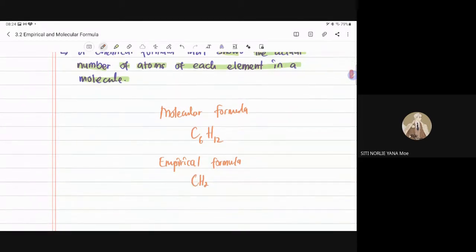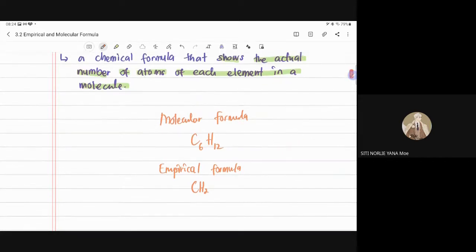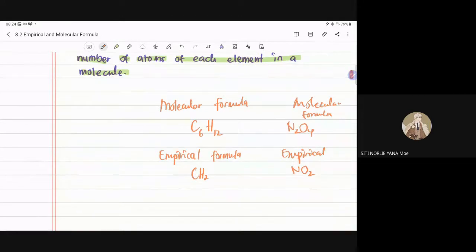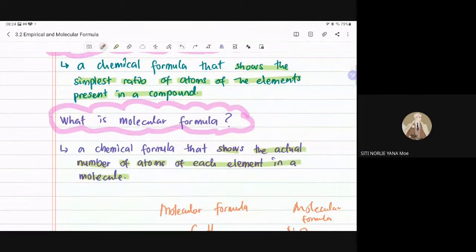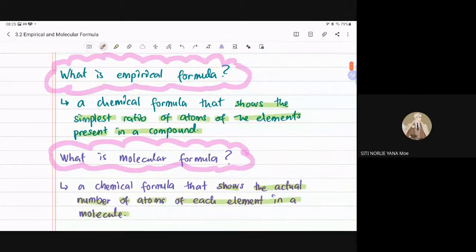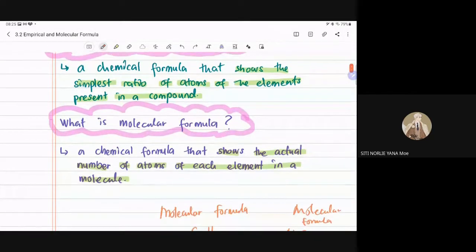Okay, and then we can have, let's say, 2 or 4, ini adalah molecular formula. And then the empirical formula dia, this is N or 2. It can be something like that. So itu adalah molecular formula, itu adalah empirical formula. This is what it means by the definition lah. So this is the definition here. We use this later on to determine molecular formula.